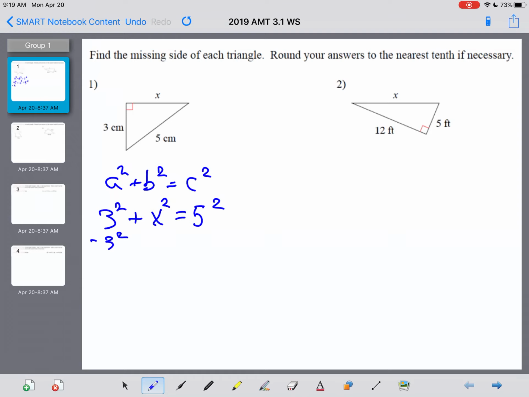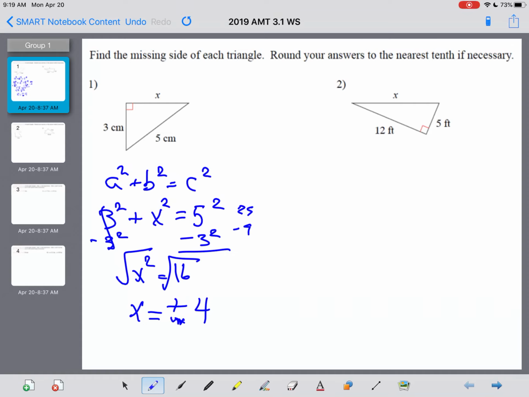I like to just subtract this squared piece over. I get x squared equals, and this comes out to be 25 minus 9, or 16. The square root of 16 is our next solve step. We get x equals plus or minus 4. But since we're only dealing with the length of a triangle, it's got to be only the positive, and the units are centimeters. So done with this one here.